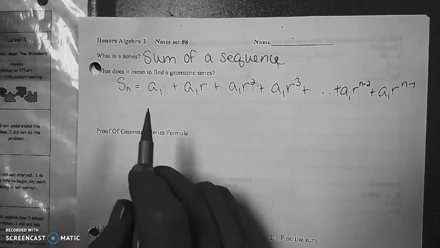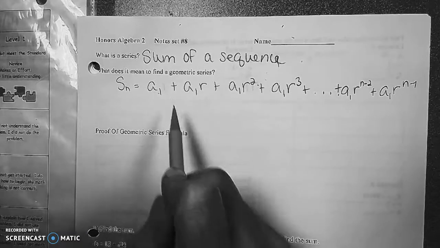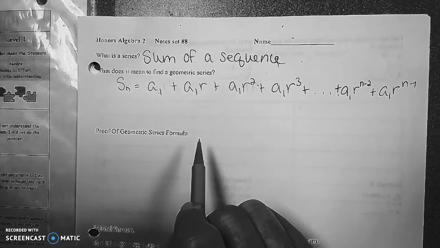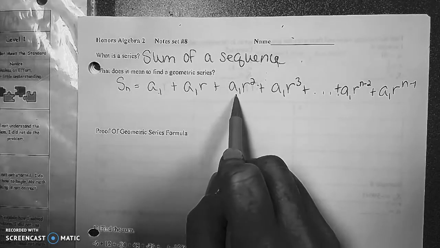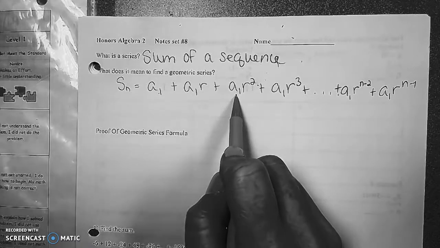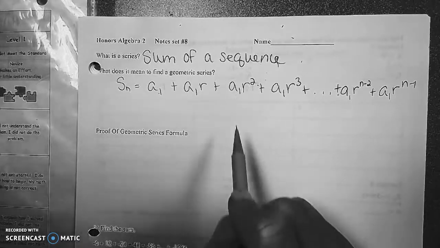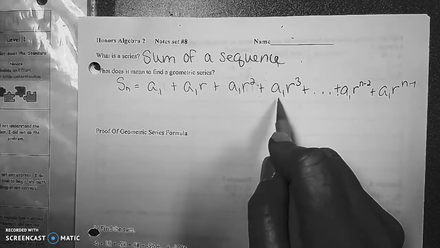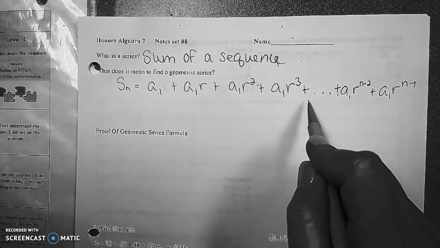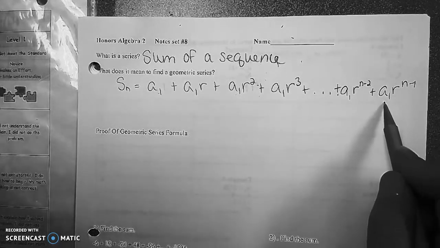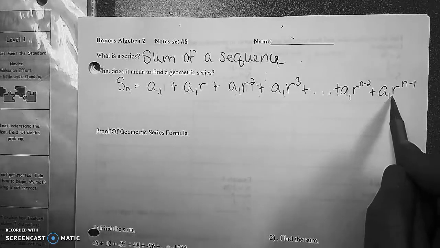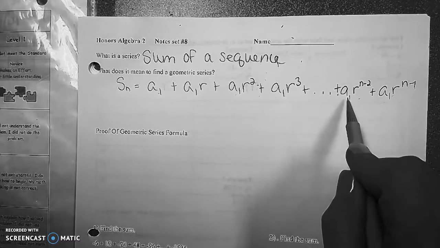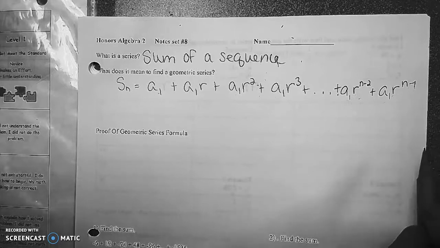What this means is that we're going to take A1 and add it to A1 times R. Would that not be our second term? Then we're going to take our third term, which is found by taking A1 and multiplying by R twice. Then we add our fourth term, which is A sub 1 times R cubed, and so on. Our last term is A1 times R to the n minus 1. I also wrote the term before that, A1 times R to the n minus 2.